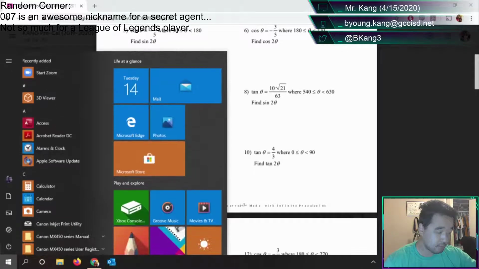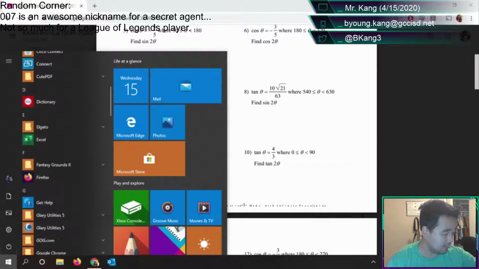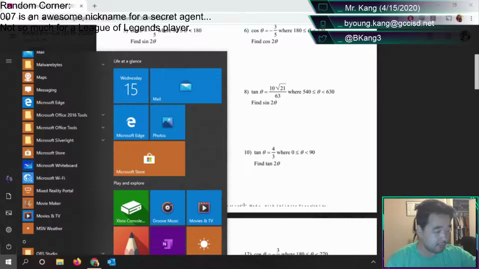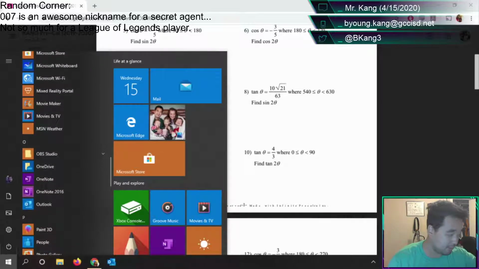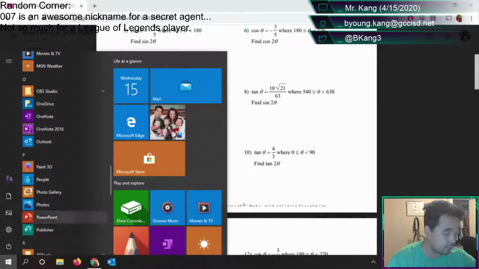So 2 tricks to this problem. One is you have to figure out, let me open PowerPoint. One is to figure out what quadrant you're in, and 2 is to label everything correctly. You're going to have to use coterminal angles for this.